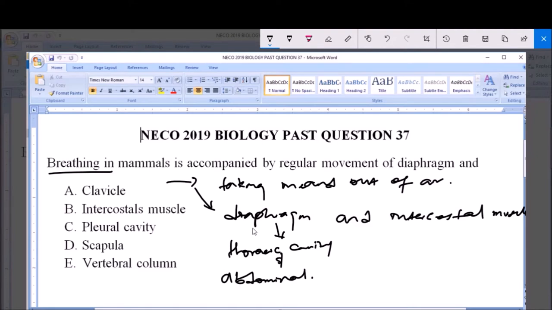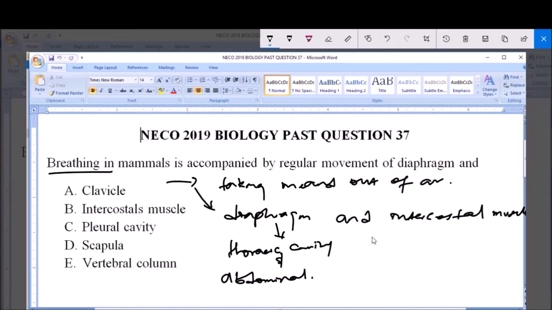During inspiration, the diaphragm flattens to allow the lungs to occupy more air, and during expiration, the diaphragm returns to its normal dome shape, so that it can push air out of the lungs. That's during expiration. Likewise, the intercostal muscles also.